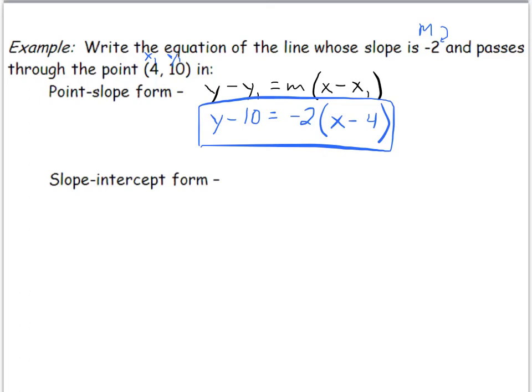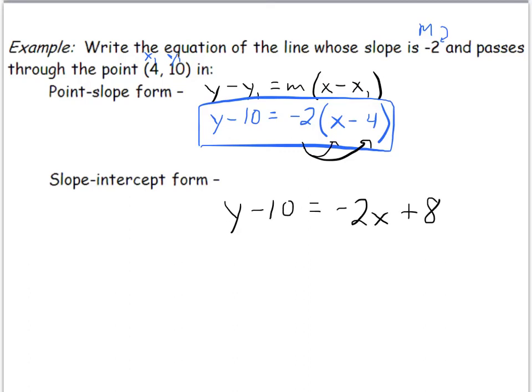Now, they also want me to find slope-intercept form. And to find slope-intercept form, you have to get the y by itself. So I'm going to use the equation we just came up with. The first thing I'm going to do is take this negative 2 and distribute it through. So I get y minus 10 equals negative 2x plus 8.